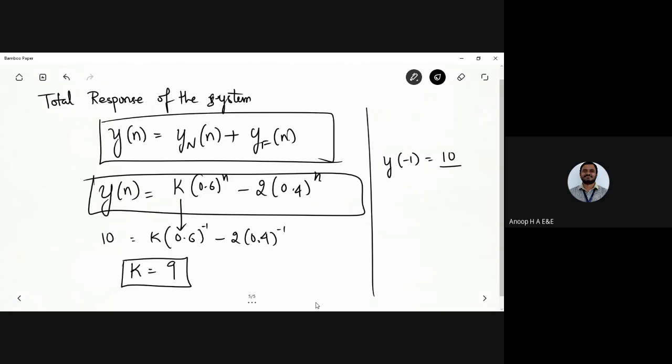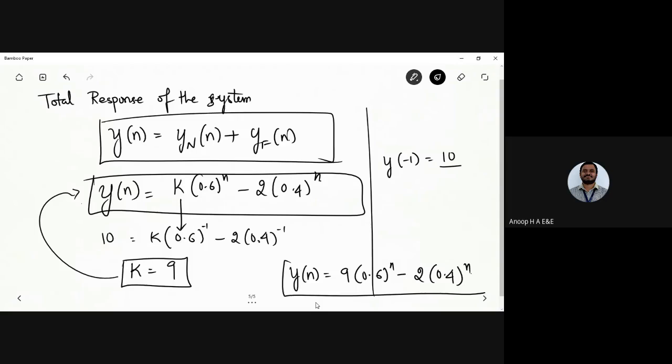You can check it out and substitute the value of k again here. So in the difference equation, the overall solution, that is the total solution, would be 9 times 0.6 power n minus 2 times 0.4 power n. So that is the overall response of the system, that is the total response of the system.